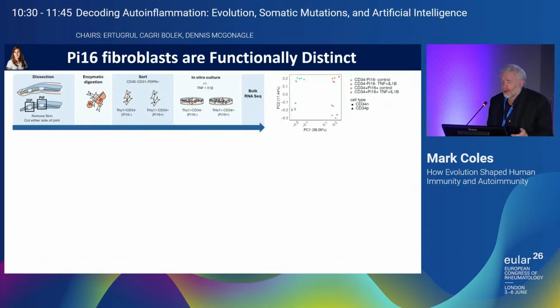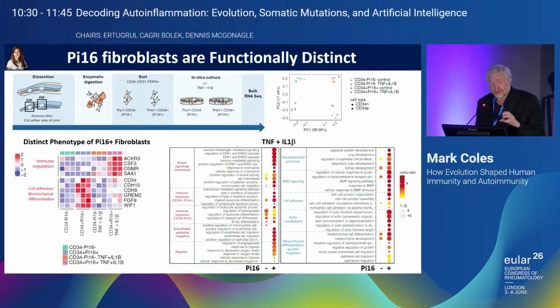So are they functionally distinct? We took the DIP versus PIP joints. We can't use PI16 to sort cells because it's an ectopic enzyme, but we can use a proximal marker, which happens to be CD34. CD34 positive, Thy1 positive fibroblasts are PI16 positive; CD34 negative ones are PI16 negative. We sort them, stimulate them with TNF and IL-1, and look at gene transcription. There's a very distinct difference between PI16 positive and PI16 negative fibroblasts in vitro.